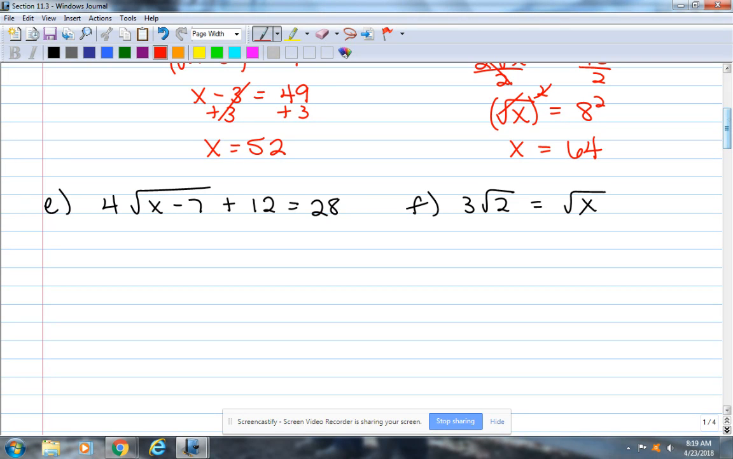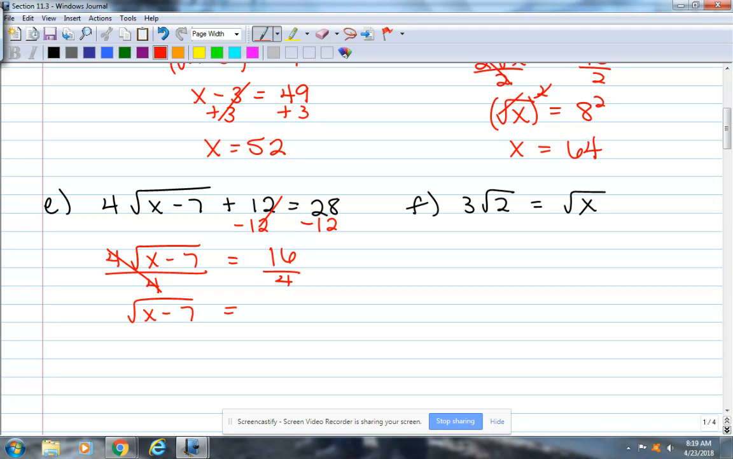All right, so what do you think we're going to do first to get the radical by itself? Subtract 12. So that's 4 times radical x minus 7 equals what? 16. Now what do I do? Divide by the 4. So that's radical x minus 7 equals, what's 16 divided by 4? 4.